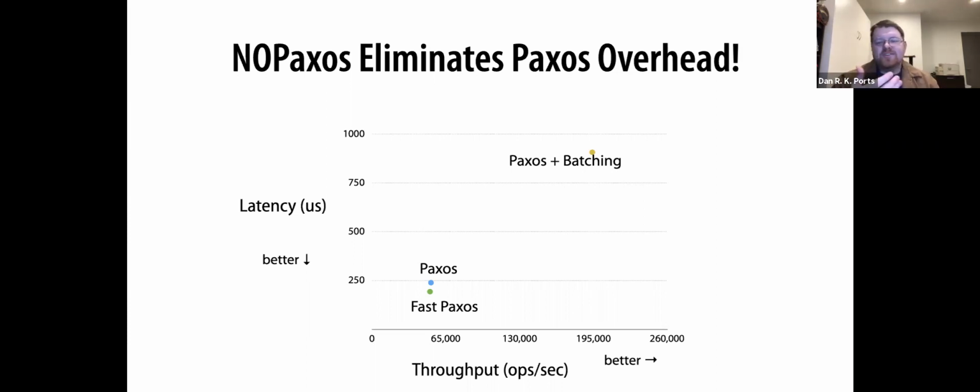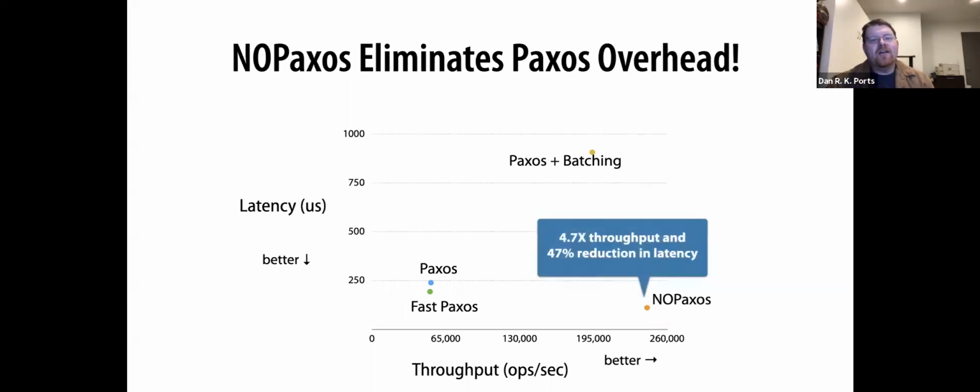Since network ordered Paxos has this optimized protocol that takes advantage of in-network computation, it can do better in terms of both latency and throughput. In fact, it's beating both the latency optimized and throughput optimized versions on both of their metrics at the same time. Here we're getting close to a 5x improvement in throughput and 50% reduction in latency. So this is an exciting result.